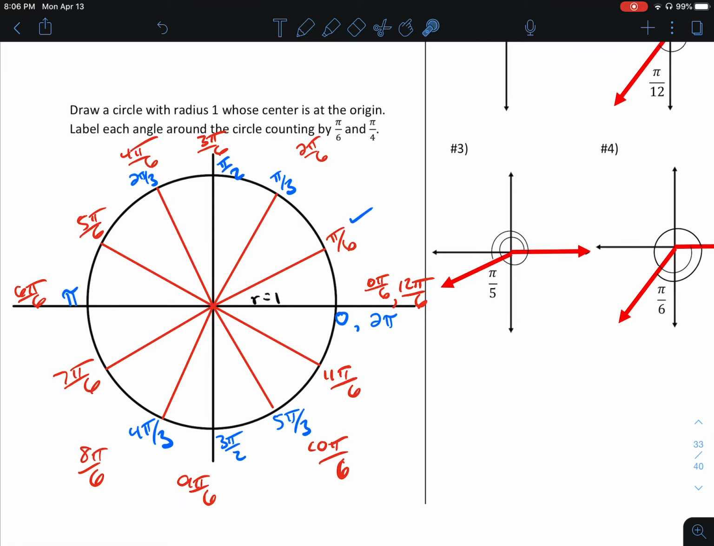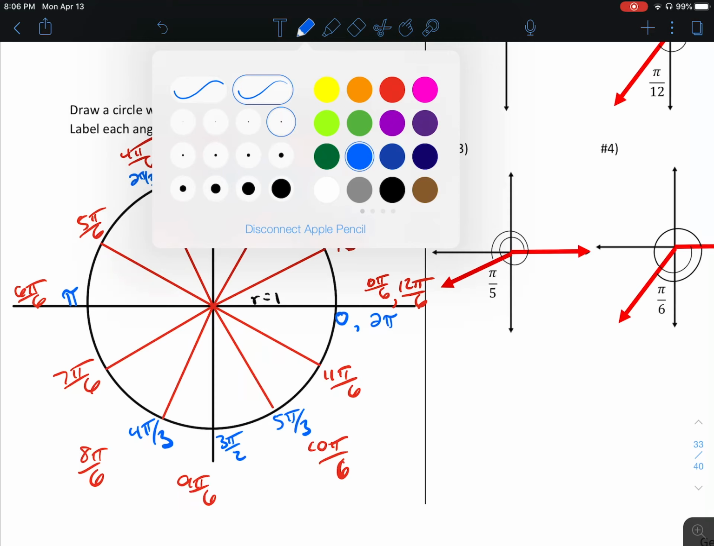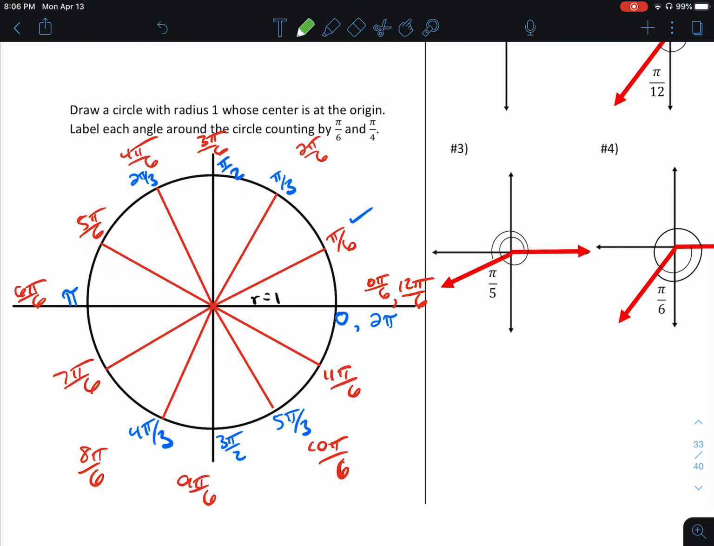That is counting by pi over 6, and that's something that you are expected to be able to do. What if we count by pi over 4's? Pi over 4 means 1/4 of pi, which means 180 divided by 4, that's 45. So each quadrant gets broken in half because 45 is half of 90.